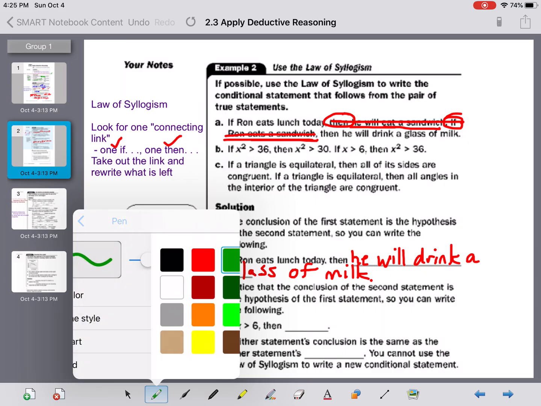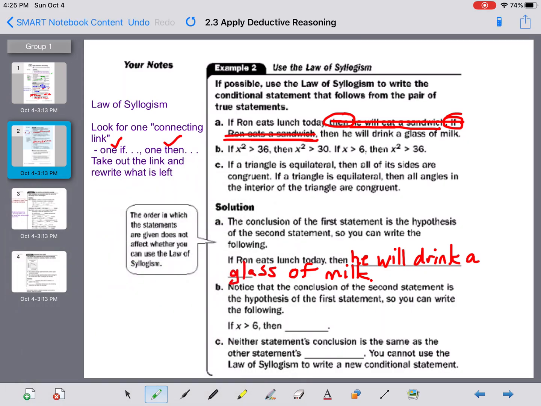All right, so second example here. If x squared is greater than 36, then x squared is greater than 30. If x is greater than 6, then x squared is greater than 36. I see an x squared greater than 36 twice. I check. I have one with a then, I have one with an if, which means I have connecting links and I can get rid of them. And I have to rewrite what's left.